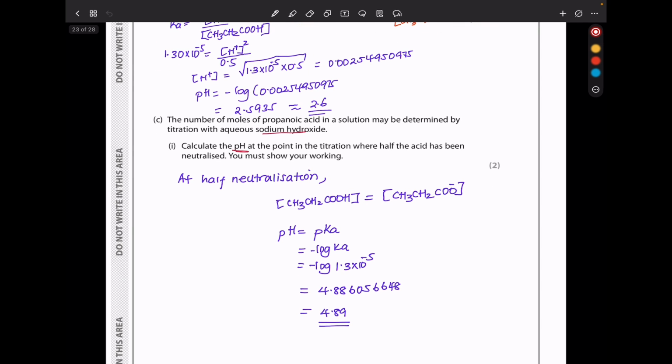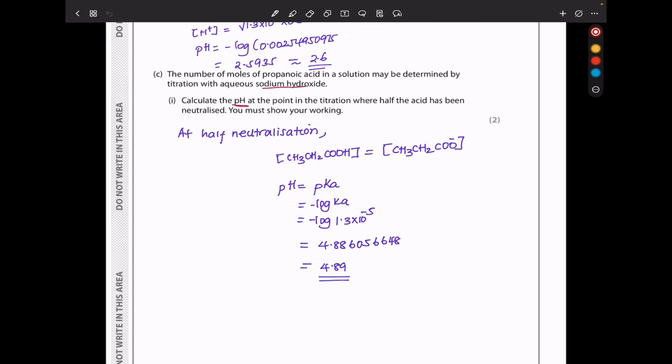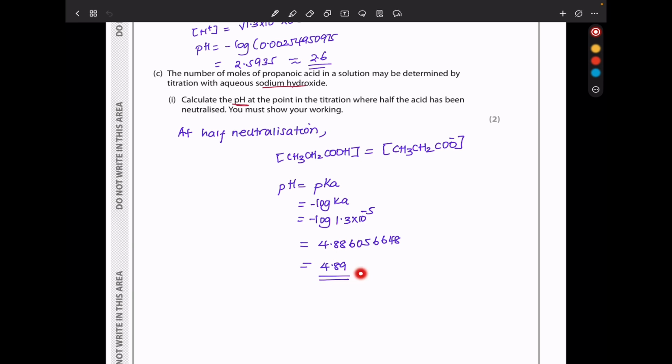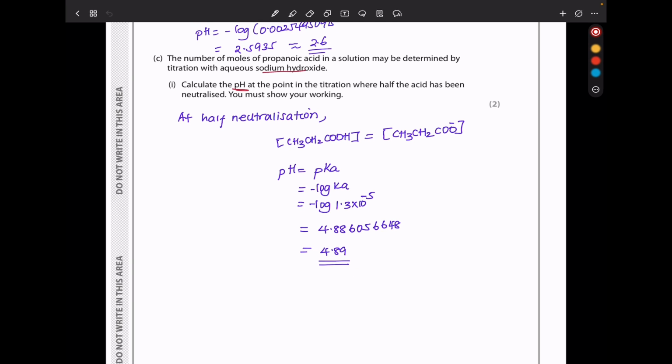And next they say the number of moles of propanoic acid in a solution may be determined by titration with aqueous sodium hydroxide. Calculate the pH at the point in the titration where half the acid has been neutralized. You must show your working. At half neutralization, these concentrations are going to be the same, and the pH is equal to pKa, which is negative log of Ka. So substituting the Ka value, pH is going to be the negative log of Ka, which is 4.8860566648, rounding off to 4.89 to 3 significant figures.